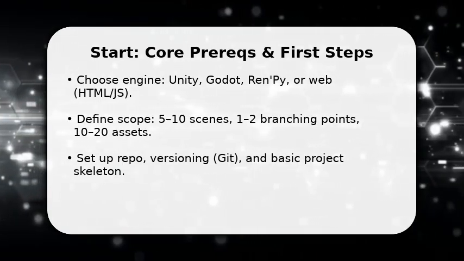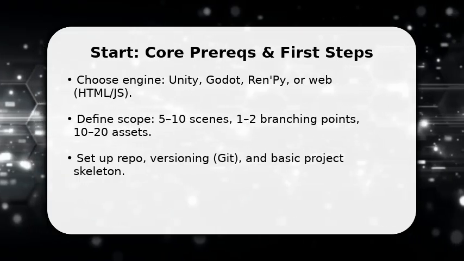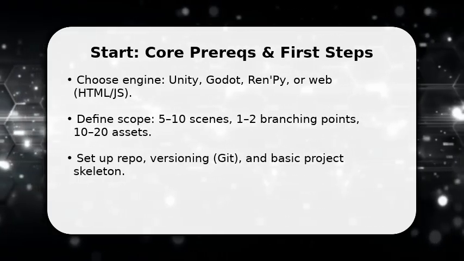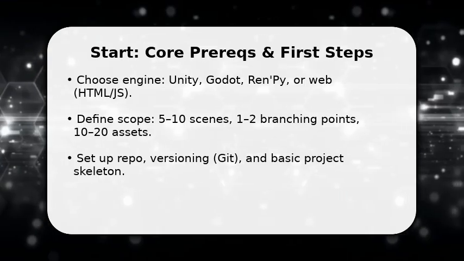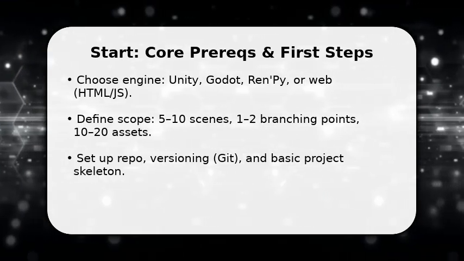Once decided, initialize a Git repo, create folders for scripts, assets, and scenes, and wire a minimal main menu. This gets you to a runnable prototype quickly and avoids scope creep.